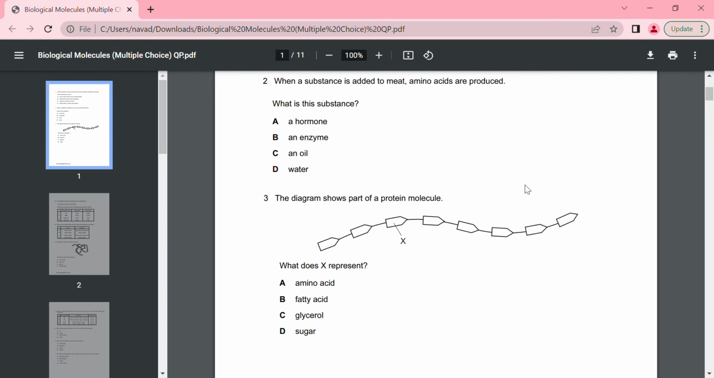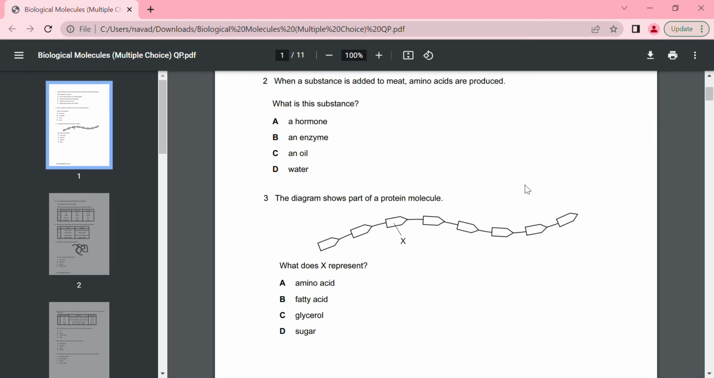Two. When a substance is added to meat, amino acids are produced. What is this substance? The answer would be B, an enzyme. Why is this, guys? When a hormone is added, amino acids are not produced. When oil is added to meat, fatty acids and glycerol will be produced. But an enzyme when added to meat, amino acids are produced.